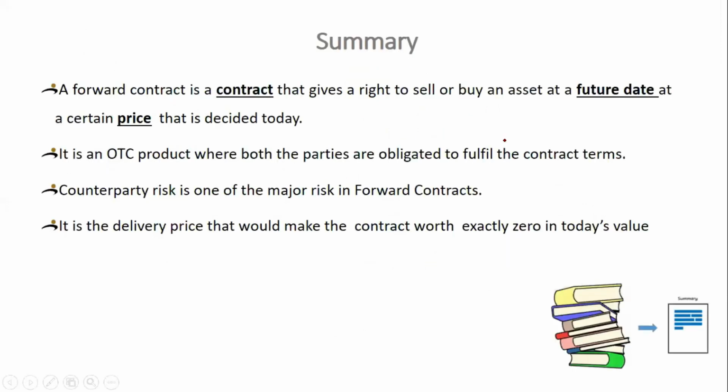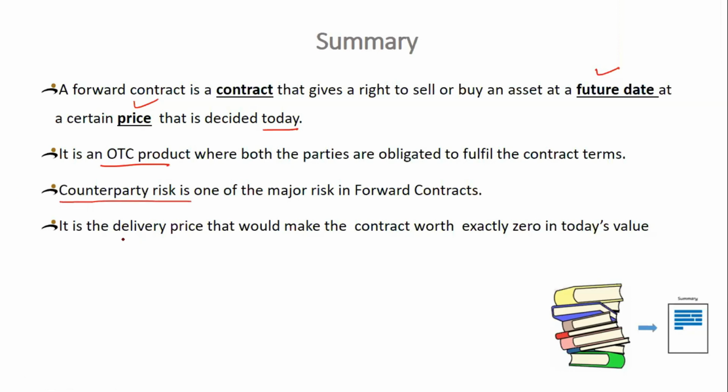So in summary, a forward contract is a contract that gives a right to sell or buy an asset at some future date at a certain price which is agreed today. So all the contractual terms are agreed today. The transaction is going to take place sometime in future. It is an over-the-counter product. It's a very customized contract happening between two parties. But since they are the only two parties involved, both of them are facing counterparty risk.